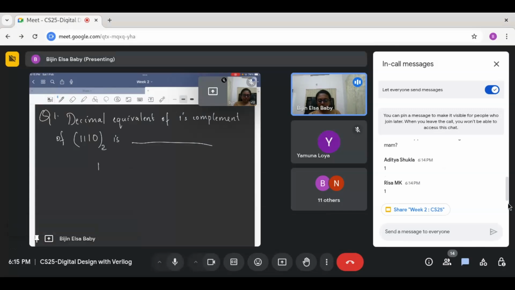Okay, so this is the binary number. For the one's complement, you are taking the complement of each bit. So here, 0's complement will be 1, 1 will become 0, 0, 0. The decimal equivalent will be 1. 1 is the correct answer.